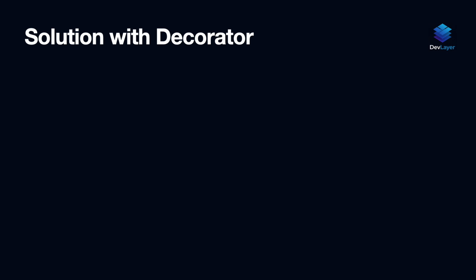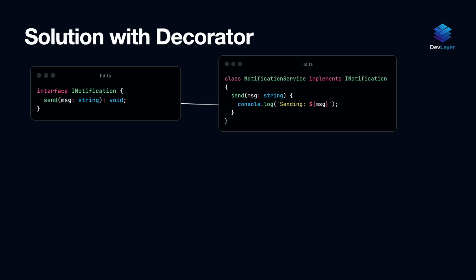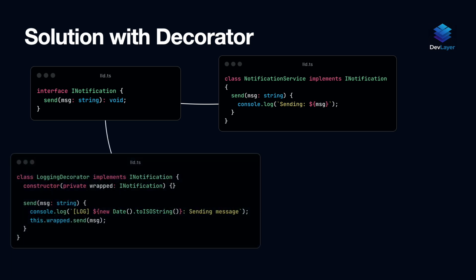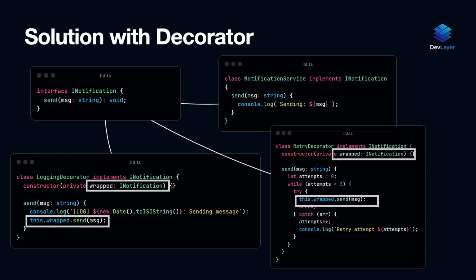Let's take a look at the code. We define a simple notification interface with a send method. Our notification service class implements it. This is our base object. Then we create a logging decorator implementing the same interface, which logs the message and forwards it to the wrapped object. Next, a retry decorator also implementing the notification interface, which retries the message up to 3 times by forwarding requests to the wrapped object if it fails.